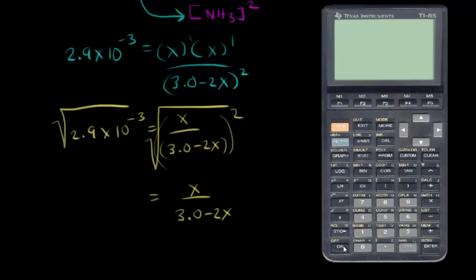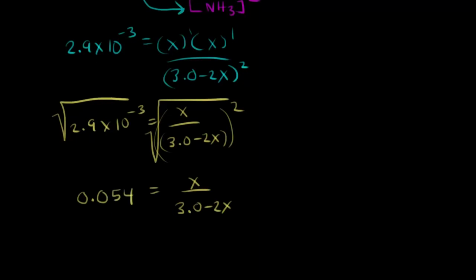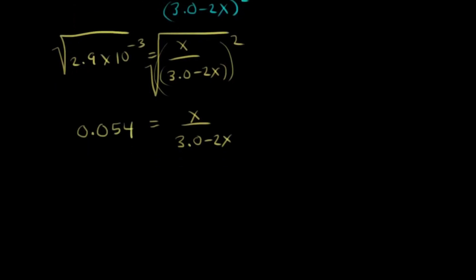And let's take out the calculator to do the other one. So the square root of 2.9 times 10 to the negative third is equal to, let's round that to 0.054. It just makes it easier here to round that. So 0.054. Our goal is to solve for x. Our goal is to solve for the molar solubility. So we can multiply both sides by 3 minus 2x.